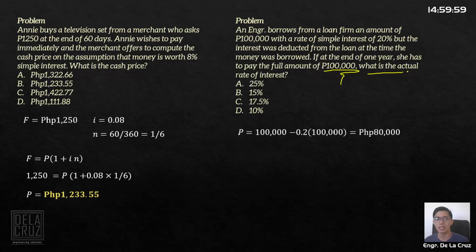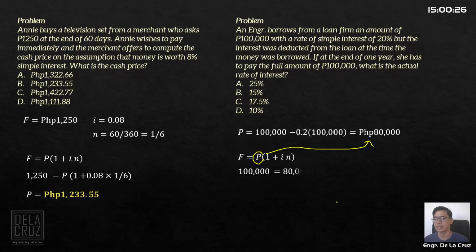Yung hinahanap is what is the actual rate of interest. Magkaiba ba yung interest dito sa 20%? Actually, ito yung mga technique na mga nagpapautang. Di natin makikita kung hindi ka marunong mag-solve. Let's try to evaluate. So, yung babayaran natin after 1 year is 100,000. So, yung future value is 100,000. Yung nakuha nating pera from a loan firm is 80,000. Then, ano dito yung actual interest? So, 1 plus I. Yung N natin is 1 year only.